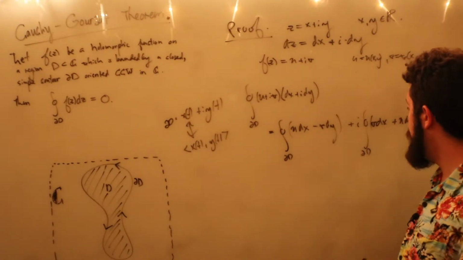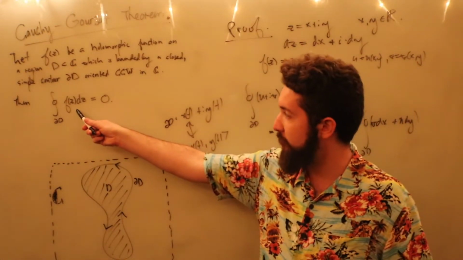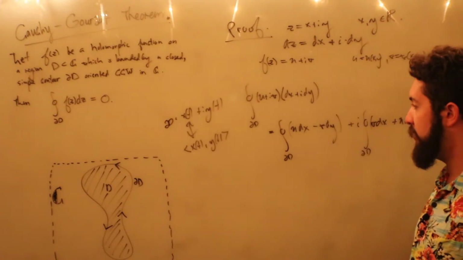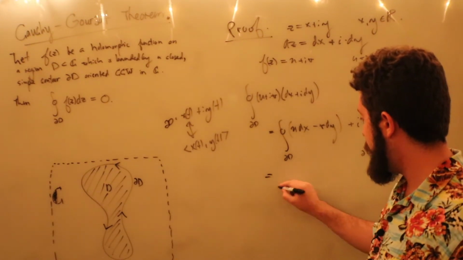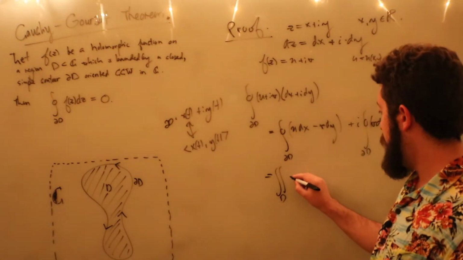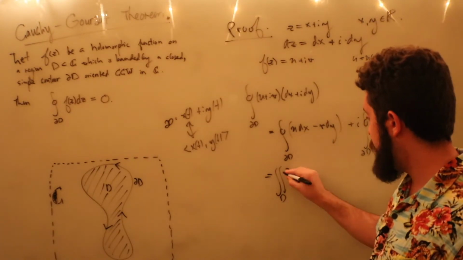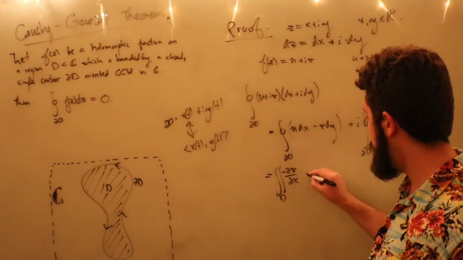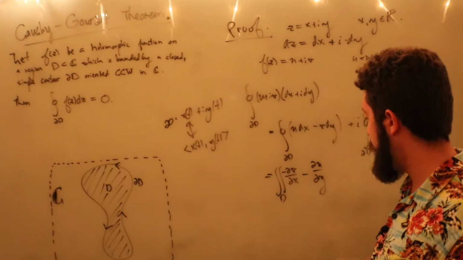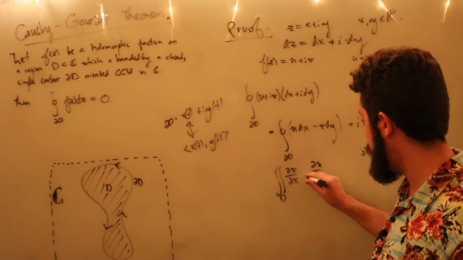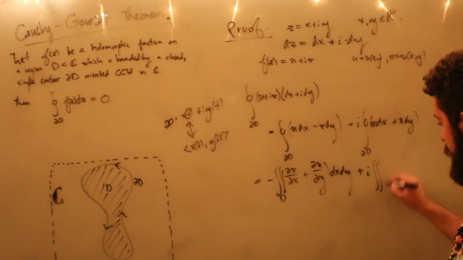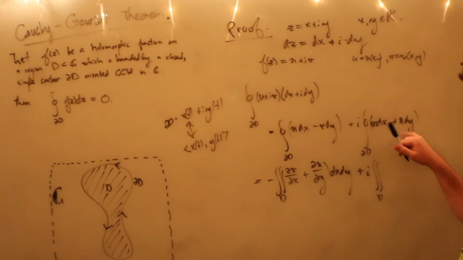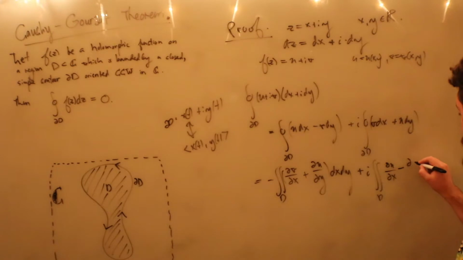Now u and v, because f is assumed to be differentiable, holomorphic, must at least be differentiable as well. So we're going to use Green's theorem on both of these integrals. What we're going to have is that this is equal to the integral over D, this region, of the negative partial derivative of v with respect to x, minus the partial derivative of u with respect to y. I'm just going to pull this whole negative sign outside of the integral for simplicity. dx dy, and then plus i times the integral over D of the partial derivative of u with respect to x minus the partial derivative of v with respect to y, dx dy.